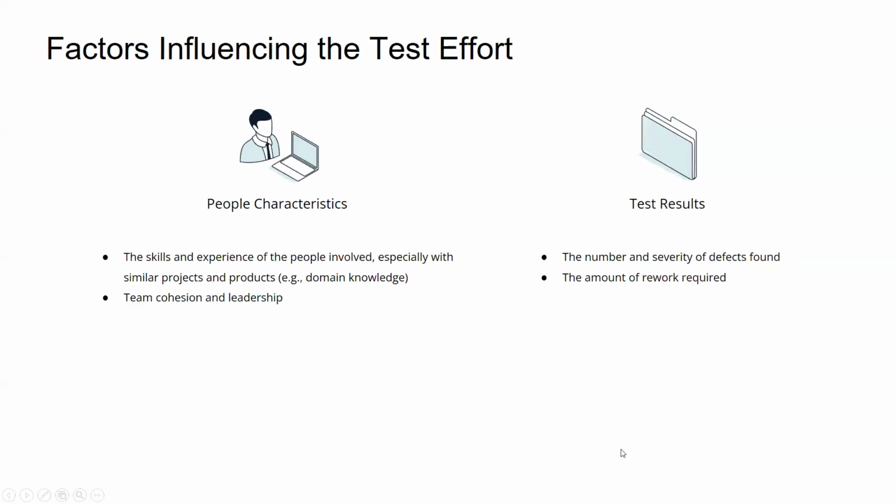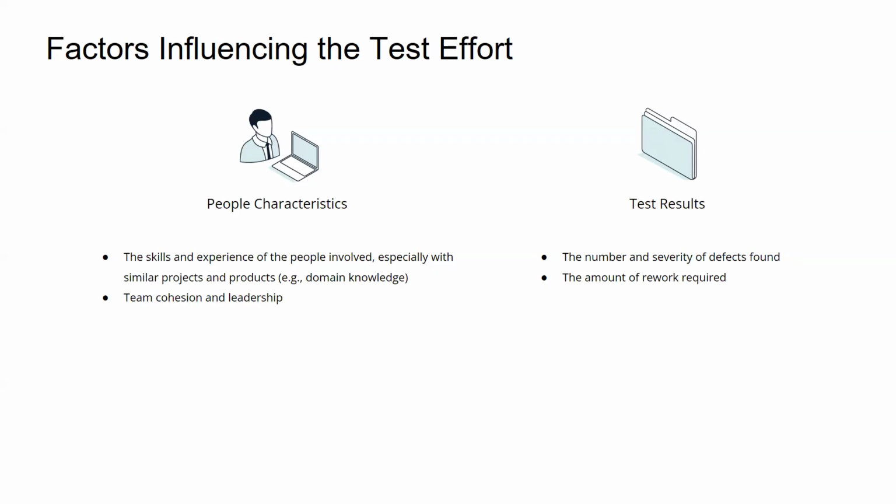And people characteristics, the skill and experience of the people involved. Whenever we start a testing activity, if it's a very senior person, the time taken for that person to write or execute a test case might be lower than for a very junior team member, right? Someone with low domain knowledge may take more time than a senior team member, right? Based on that, we have to determine our estimation.